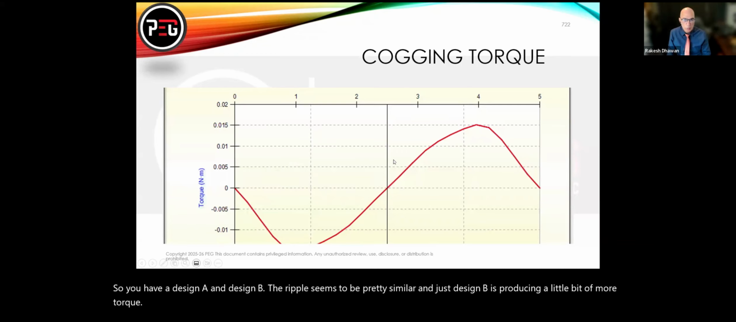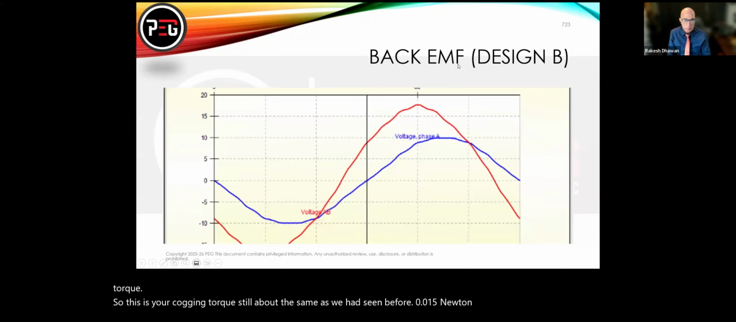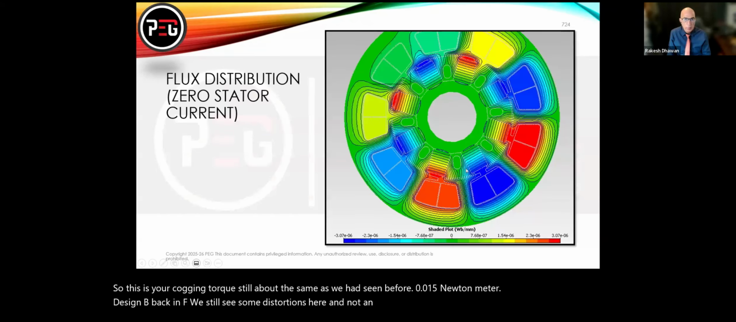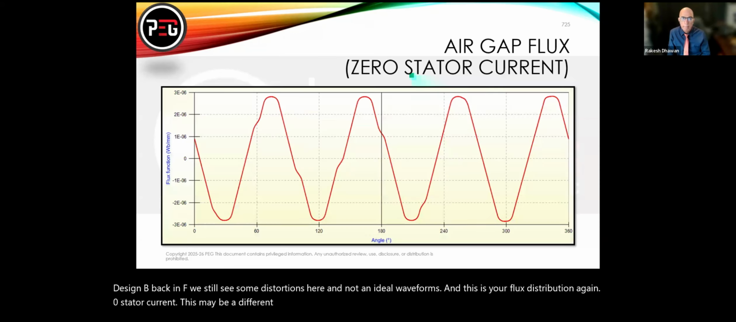So this is your cogging torque, still about the same as we had seen before, 0.015 millimeter. Design B back EMF, we still see some distortions here, not ideal waveforms. And this is your flux distribution again, zero stator current. This may be a different design. They look pretty sinusoidal.